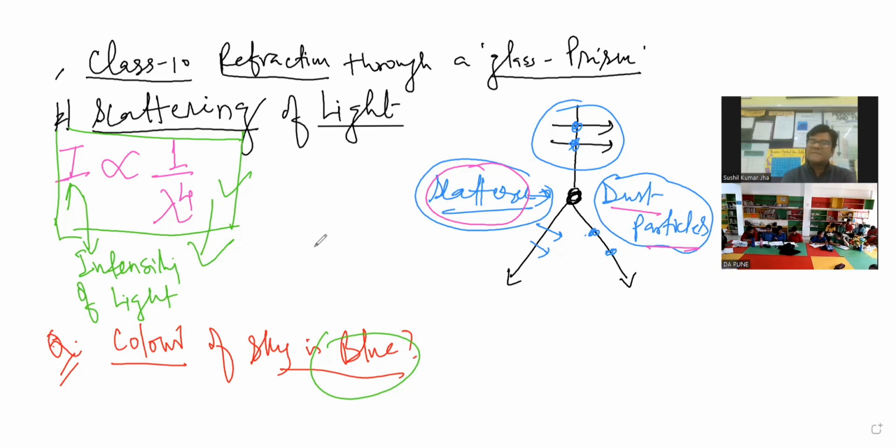And then the next sentence: this is the reason red color is used for traffic signals, because it can be visible from a long distance.